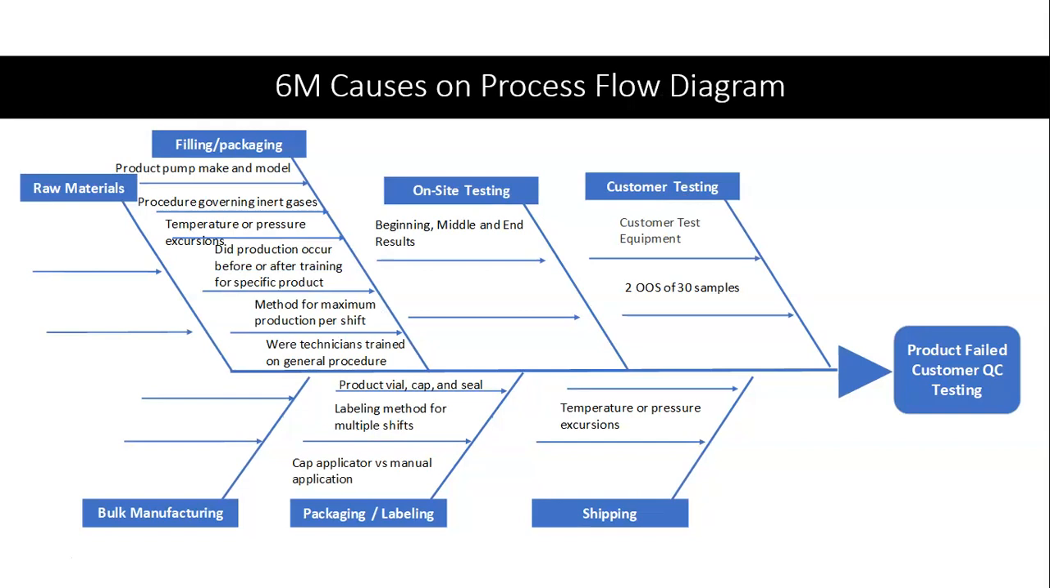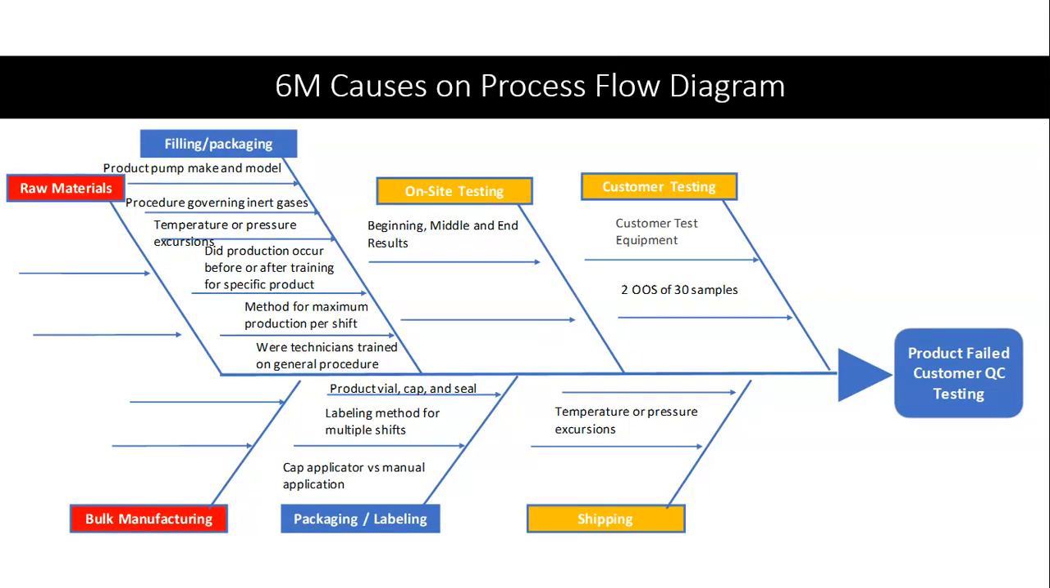For the causes the investigation team wanted to look further into, I wanted to see where they fell in this diagram, and this is what that looked like. You can see where the team put most of their focus, and where our investigation was going to have some gaps. Even though the team had multiple causes under each of the 6M's, there were no plans to investigate the raw materials or bulk manufacturing. Almost all causes fell under filling and packaging.